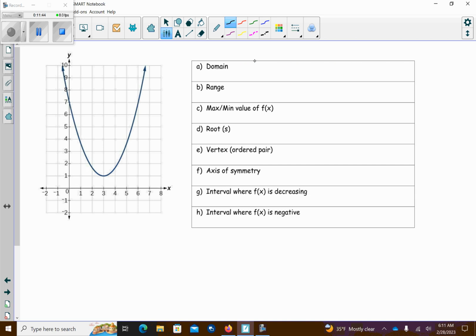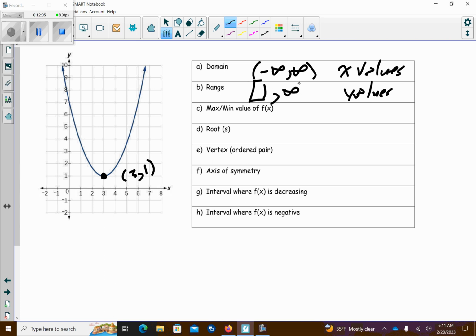Okay, so the domain of this, we said the domain is always negative to positive infinity. Those are the x values. The range is going to be the y values. Okay, so let's take a look. This is our vertex at 3 comma 1. So our range is going to go from 1, and it's a hard bracket, to infinity. The minimum or maximum, well, this is going to be a minimum value. Our minimum value is going to be 1 because it refers to the y component.